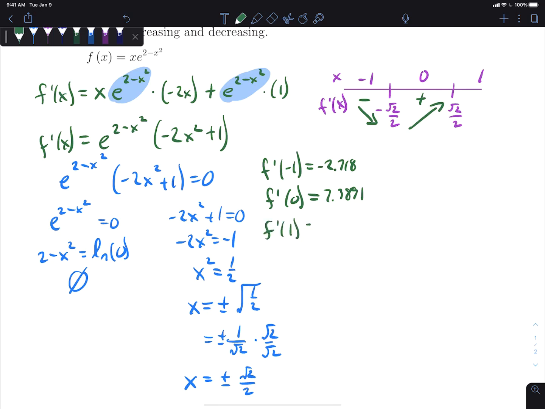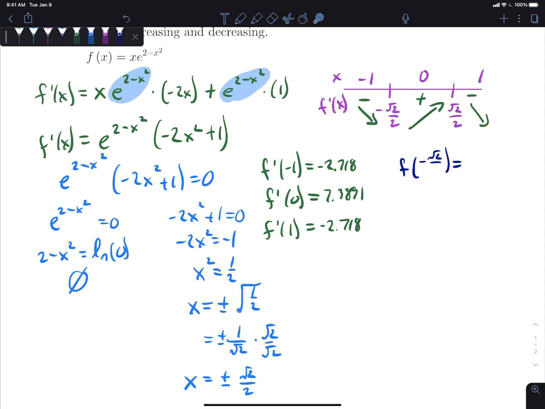And now let's look at f prime of 1. Well, f prime of 1 is, again, negative 2.718. So it's going down from left to right because it's negative. Good. By the way, negative root 2 over 2 is in fact a critical number, and in this case a relative minimum, because it's going down and then up. And then positive root 2 over 2 is a relative maximum because it's going up and then down.